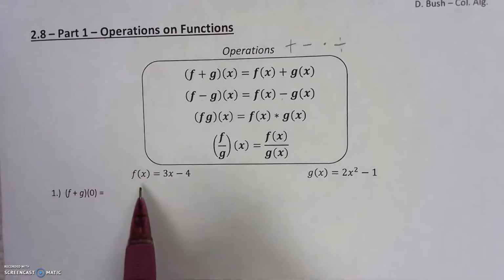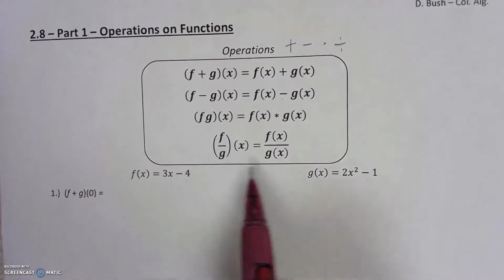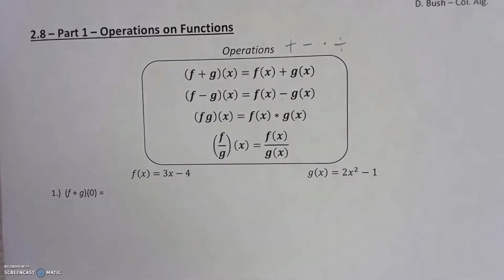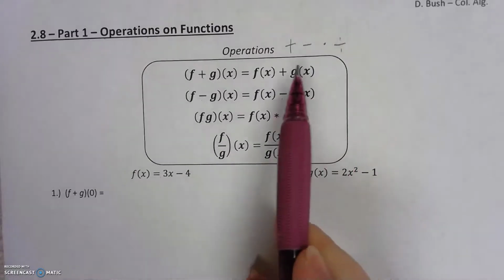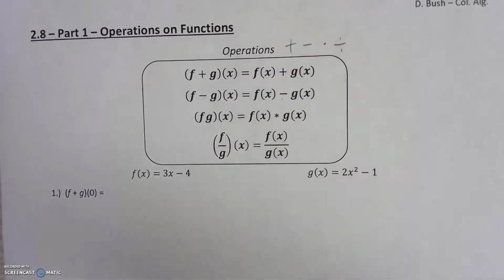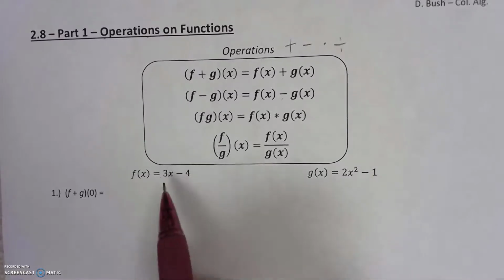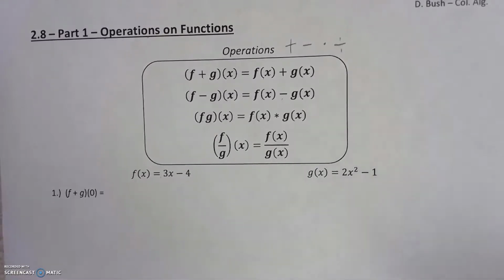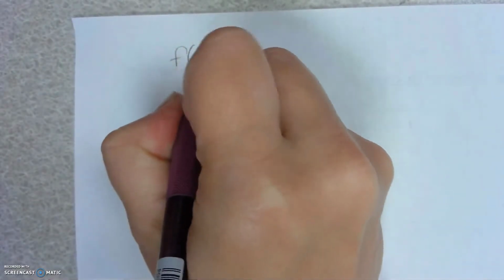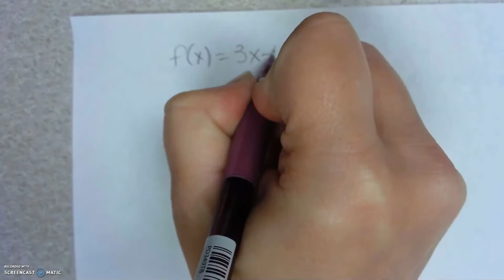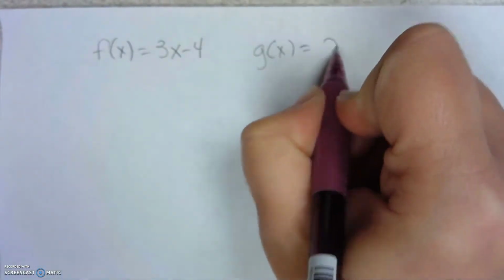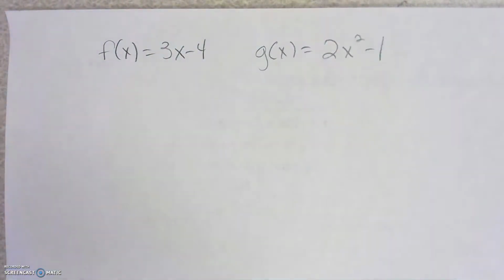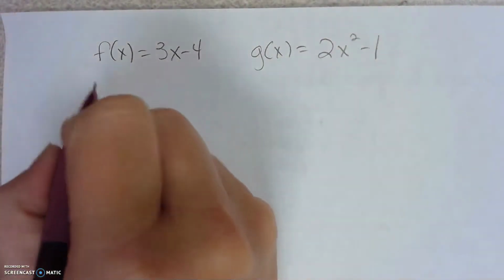Alright, so what I want to do is go through these operations using these two functions here. So I'm going to flip my paper over to the back and show you how to do just these four operators right here using these two functions. Then we'll come back to the front of the sheet. So we're going to take functions f and g, and I'm going to write them on the back. So 3x minus 4 is f of x, and then g of x is 2x squared minus 1. And so I want to take these two functions and do the four operations.